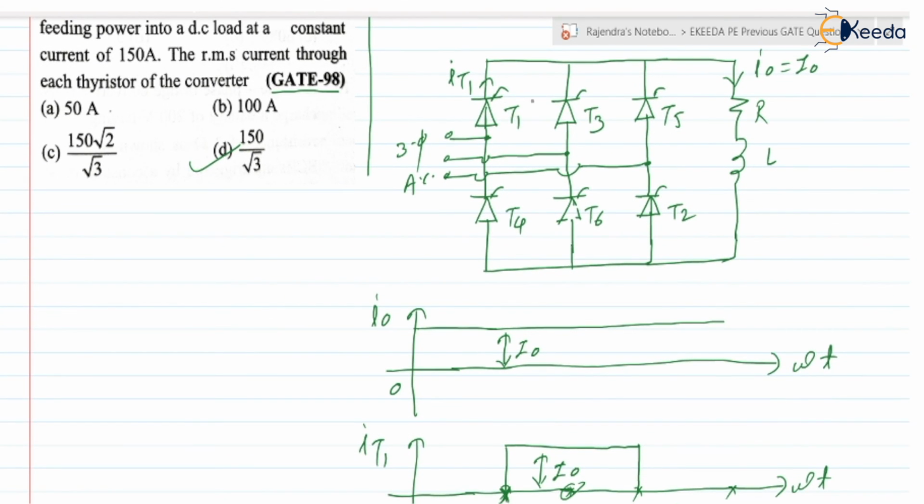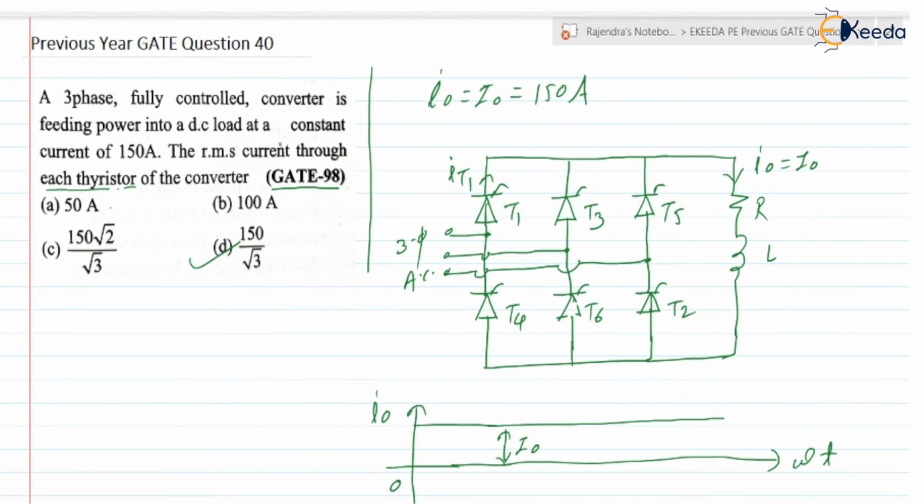Here we need to understand how to find the value of the current flowing through thyristor T1. Any thyristor you can consider. I have considered the thyristor T1 current, IT1, because they have asked for the RMS current through each thyristor, so any one thyristor you need to consider. This is about question number 40. In the next video, we are going to discuss question number 41. Thank you.